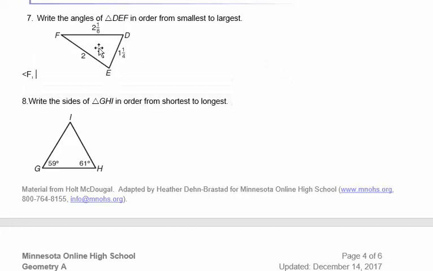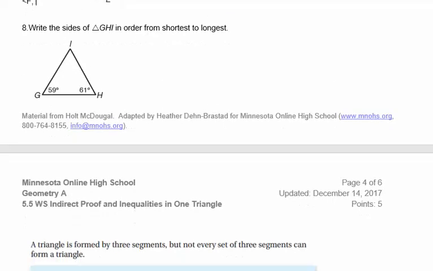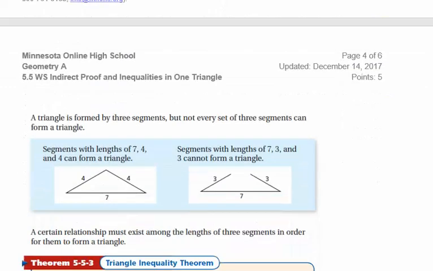All right, well, you can see that side DE is opposite angle F, and side FE is opposite angle D, and so on. So angle F is the smallest, and then you would say angle D, and then you would say angle E. And you do the same thing for number 8.